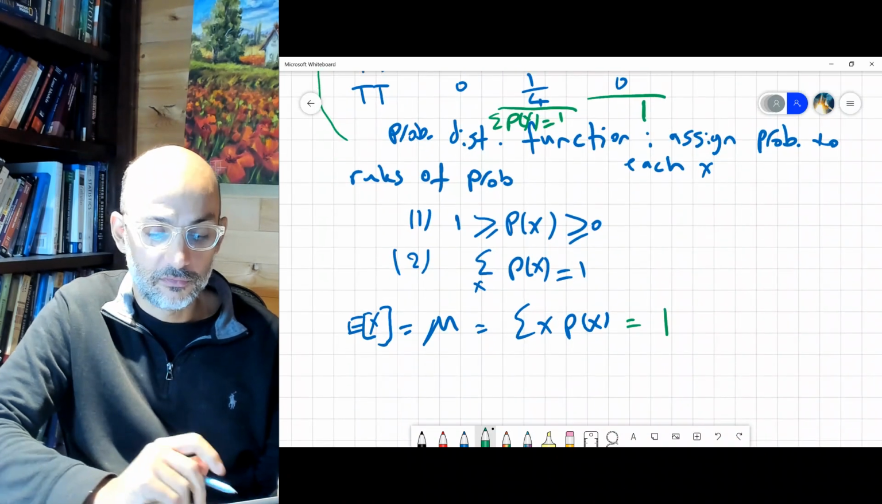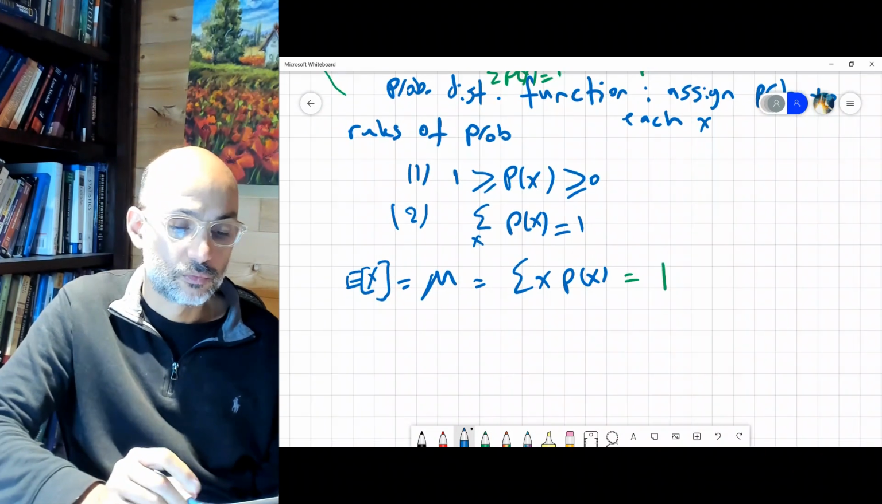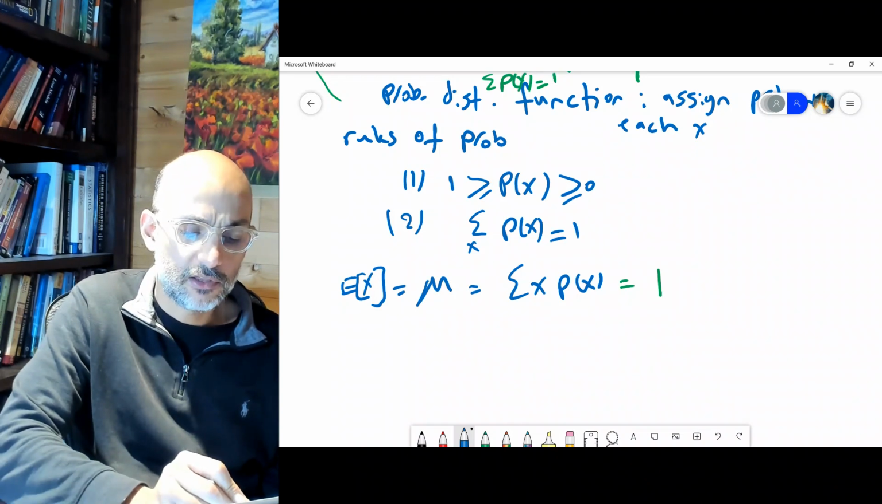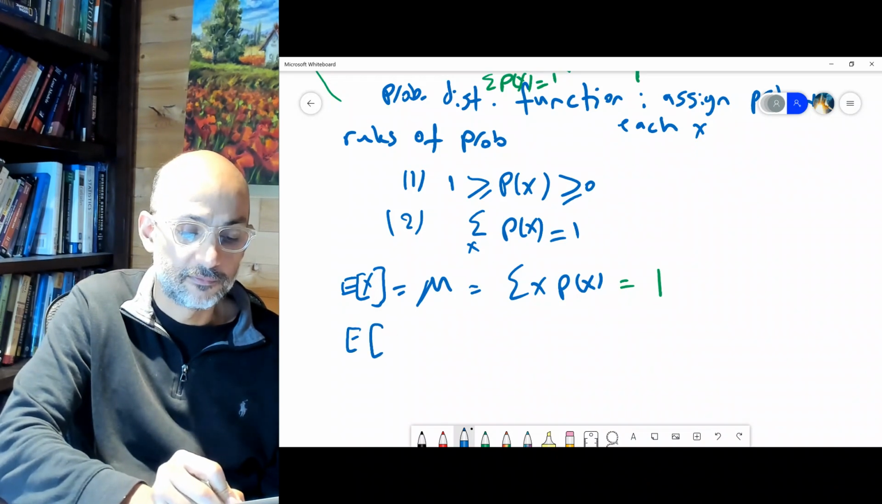Another definition: what if we want not the expected value of X, but rather the expected value of any function.